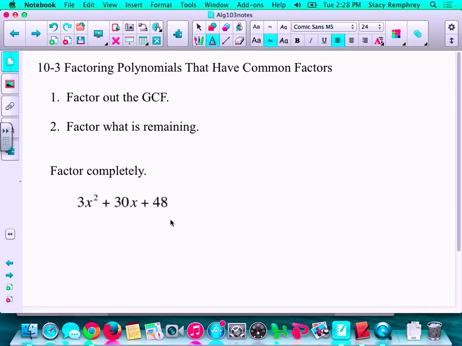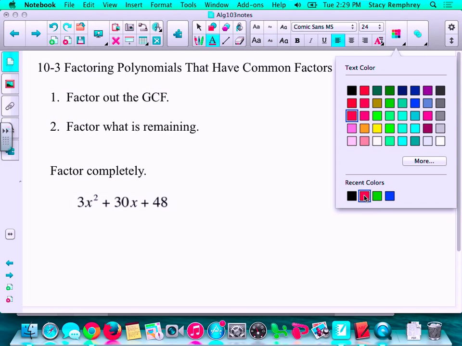Now, factoring completely is breaking it down into its primes. For example, in 12, we could say 2 times 6 is 12. But if we said factor it completely, then you would say 2 times 2 times 3 is 12, breaking it down as far as you can.